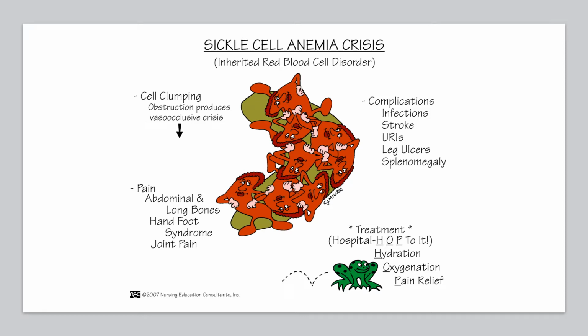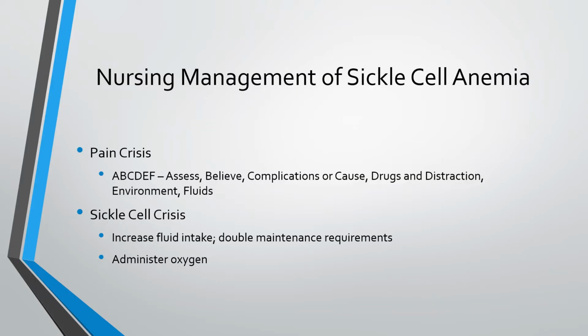When we're thinking about complications: infection, stroke, URIs, just that infectious process, any leg ulcers, splenomegaly are complications for it. So how are we going to treat them? You can think of that mnemonic: HOP, hydration, oxygen, and pain relief. They're probably going to get on some type of antibiotic therapy as well. So as a recap, if we're in sickle cell crisis, we're going to increase the fluid intake, double that maintenance requirement, and make sure we're getting some oxygen on board.